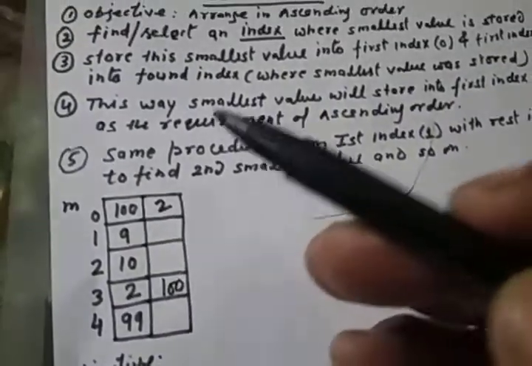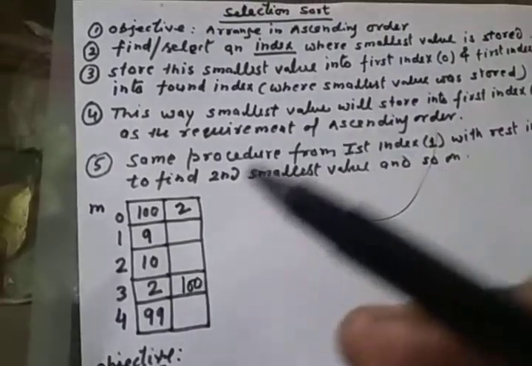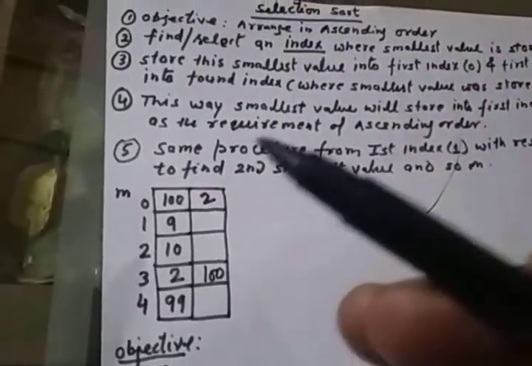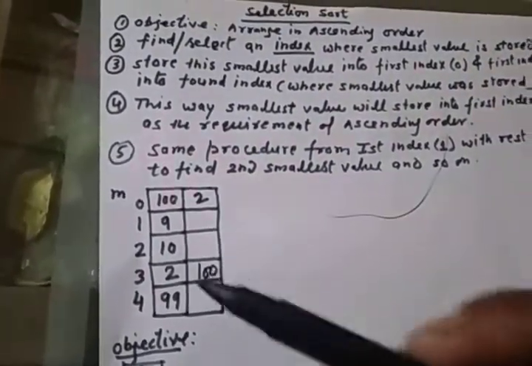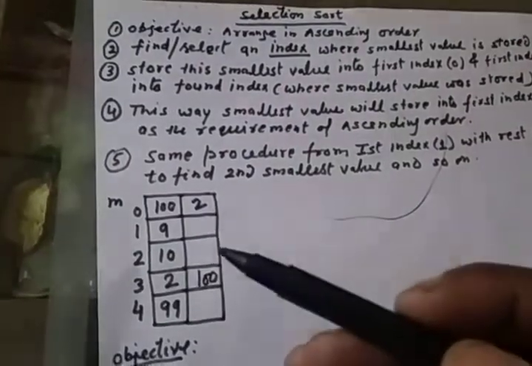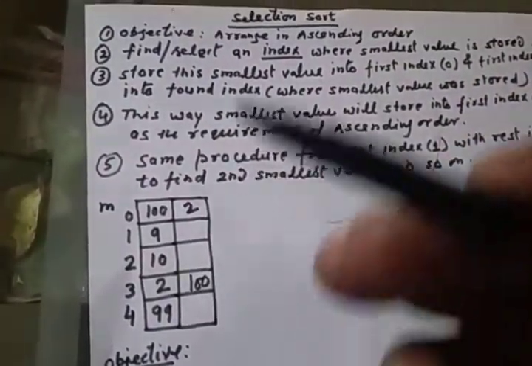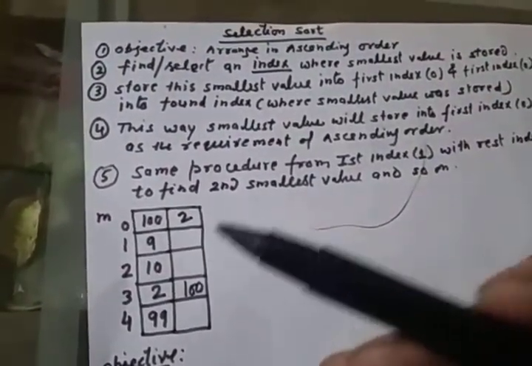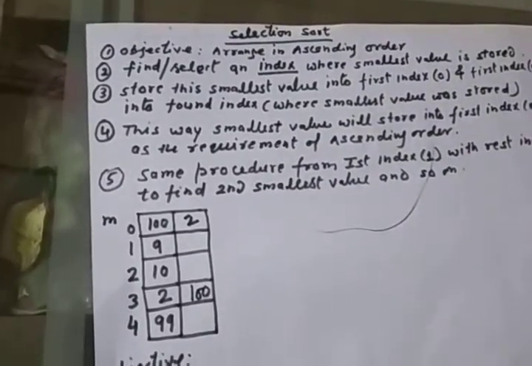So in selection sort, we are trying to find out in which index the smallest value is stored, and that will be arranged according to the requirement. Have you got it? So this is the procedure I have given here. In the next video I will explain you about the programming. Okay.